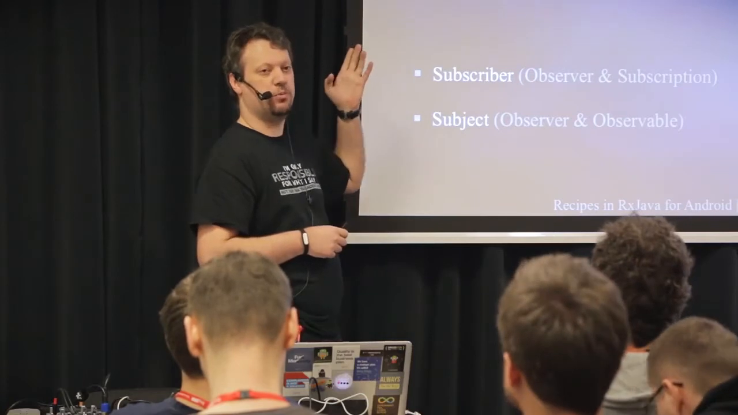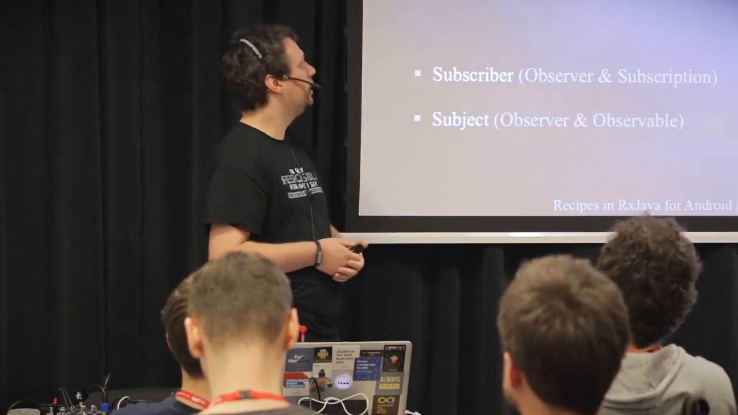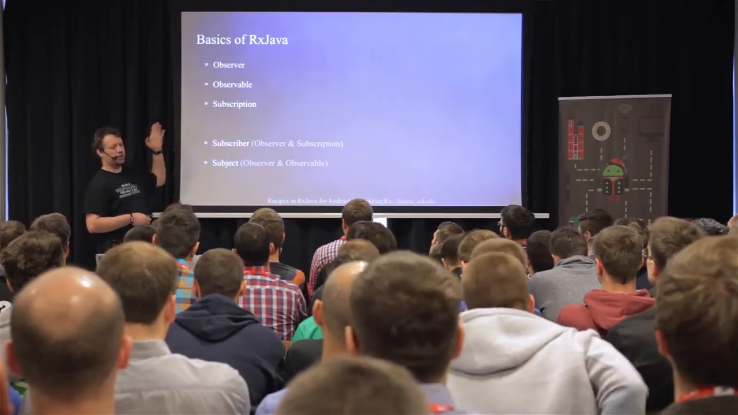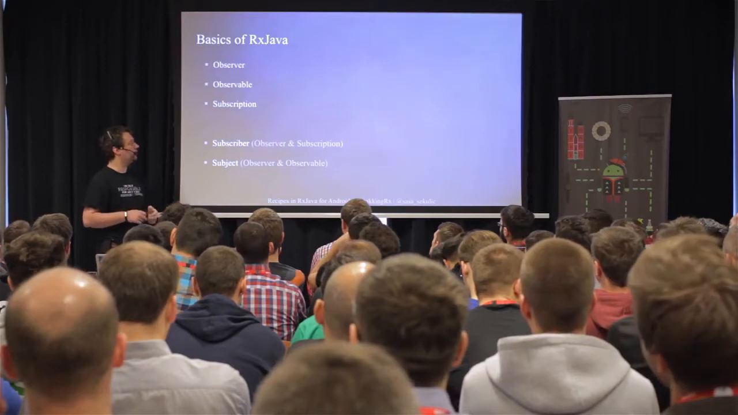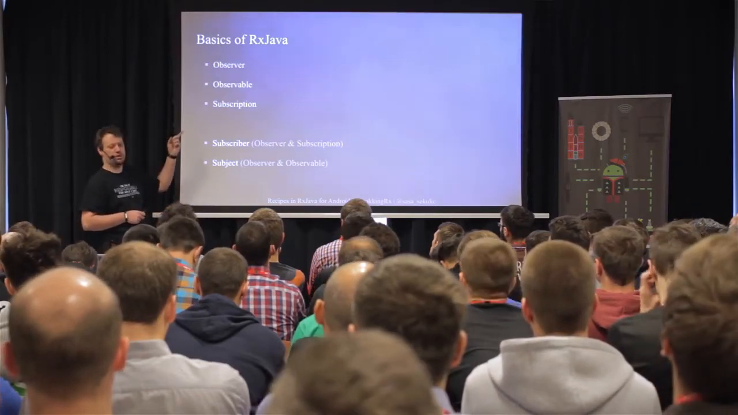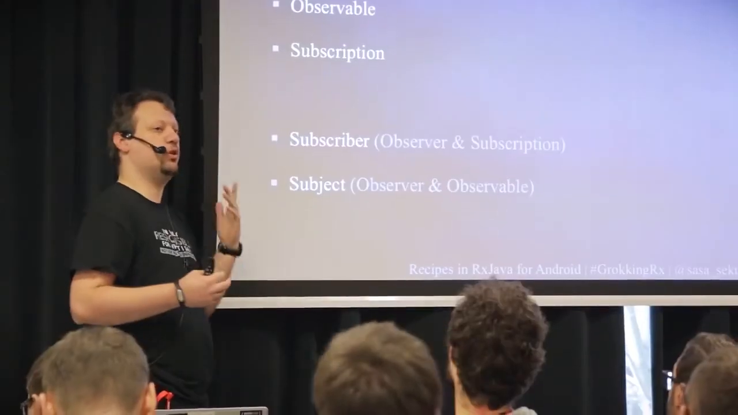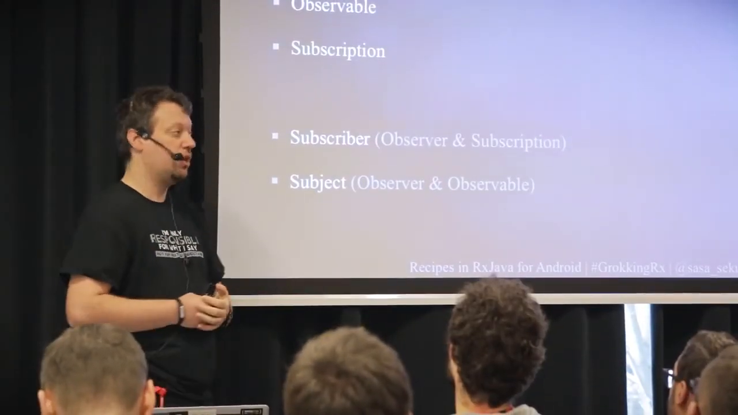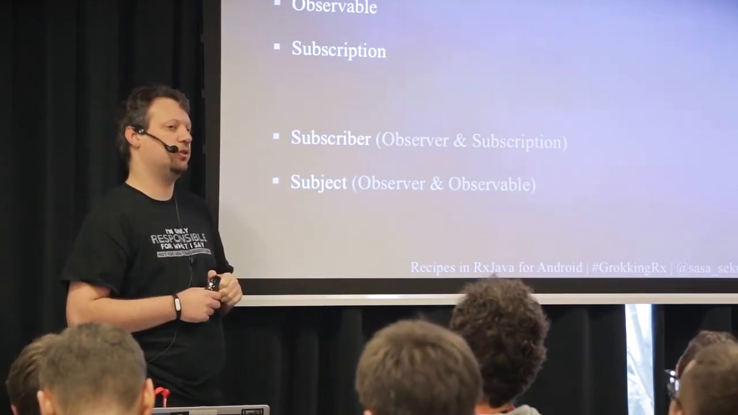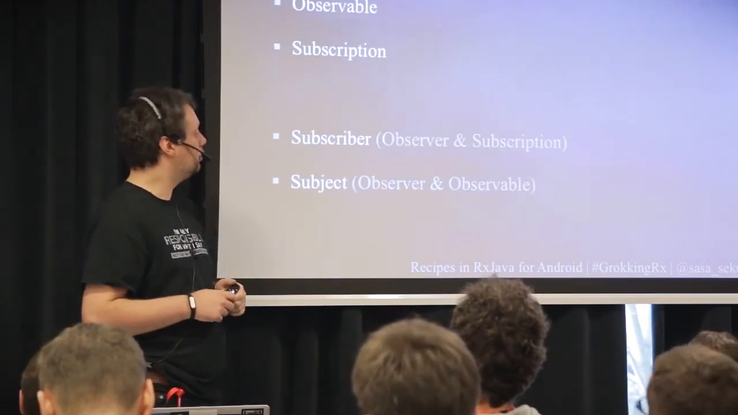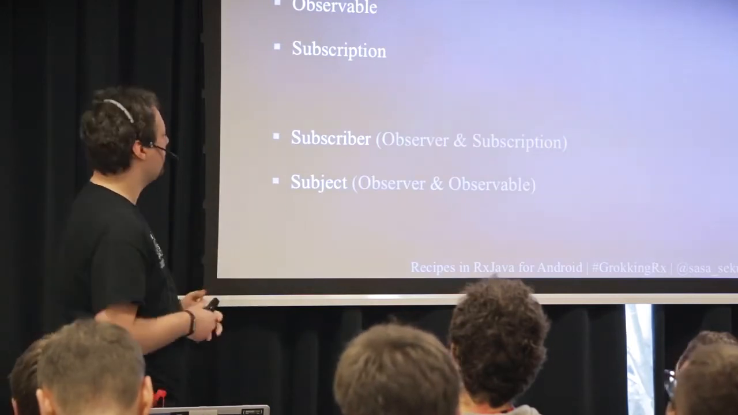RxJava is based on the observer pattern, or a particular implementation of it. So you have the observer, you have the observable, and you have the subscription. Those are the basic components of RxJava. The subscription is the relationship between the observer and the observable. Later we're going to talk about those, because they're very important for the life cycle, because you don't want to have everything just run forever.